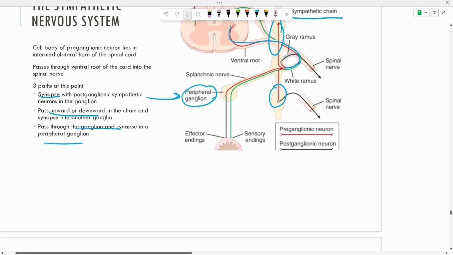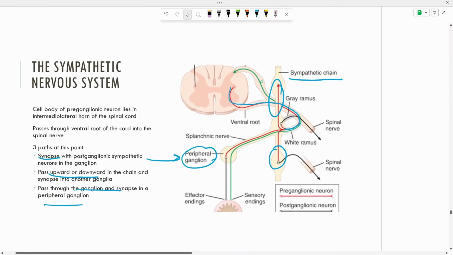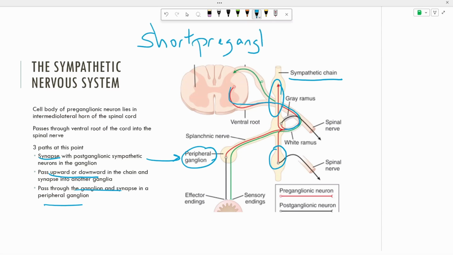Another interesting thing we got to know. One thing I want you to know, sympathetic has short preganglionic fibers. So if you look at the red line, leaving the nerve, it goes right to there. That's a very short distance. Let me change colors. Very short distance it's got to travel.